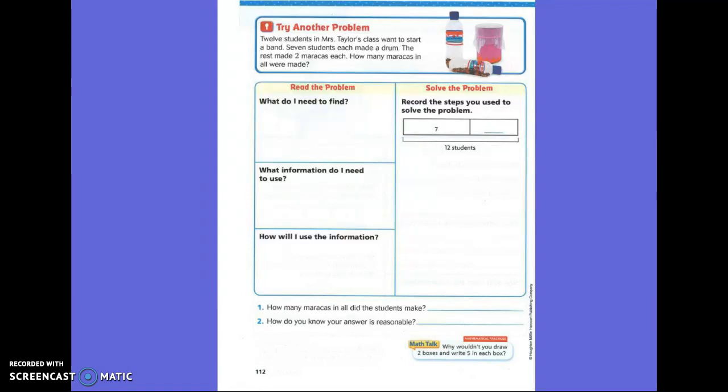From the rest made two maracas each. How many maracas in all were made? So what are we trying to find? How many? Eli? How many maracas were made? Okay. How many maracas are made?